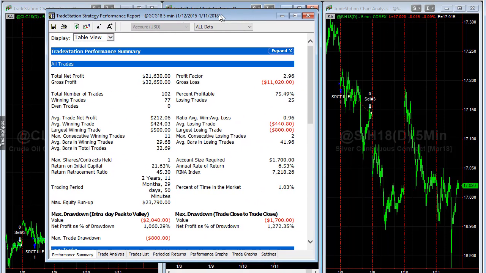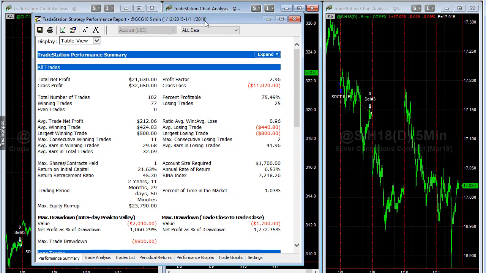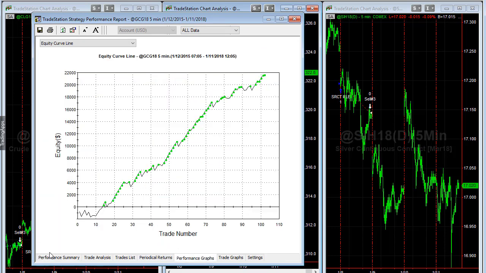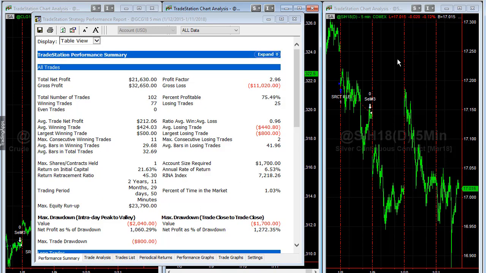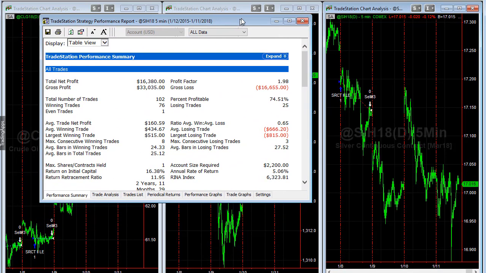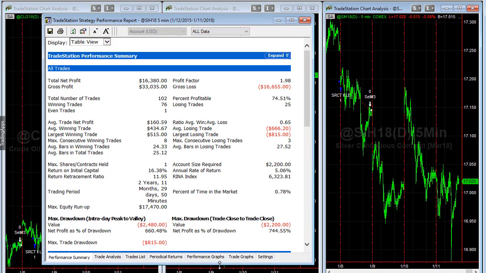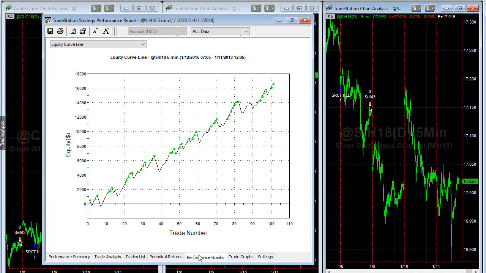So that's the beauty of this strategy, is it's similar to SR counter trend, gold and silver, but it uses the same parameters for crude oil as it does for gold, as it does for silver. And you see the results in gold are really nice. This approach tends to work well in the metals, and here it is in silver, and you see the equity curve.